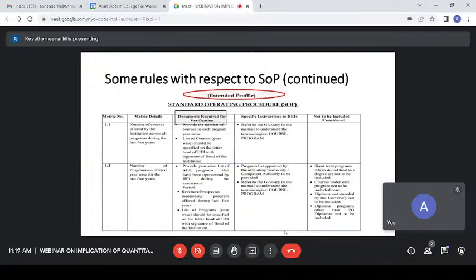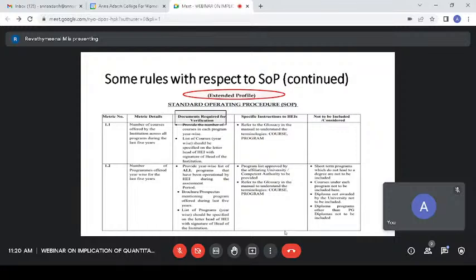Very often I find one more thing happening. The college starts filling up the data, and as they start filling up the data in the SSR, a red sign starts coming into the picture. And then they call and say, sir, we are filling up the data, but there is a red sign coming up.